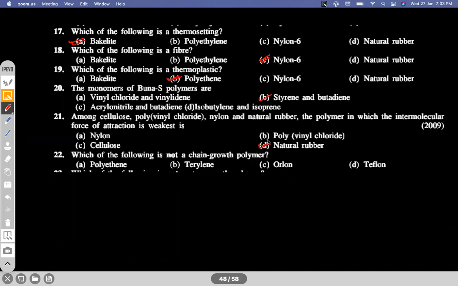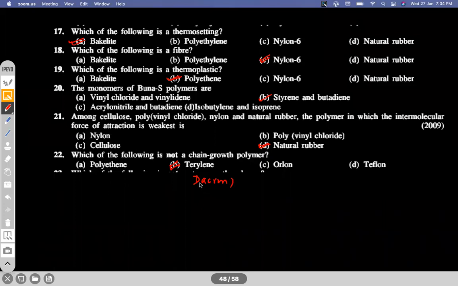Yes, sir. Which of the following is not a chain growth polymer? What is terylene? Terylene, we had discussed, is Dacron, right? The common name is Dacron only. If you see the chain growth polymer, that means we have addition polymerization. One after the other, the monomers will get attached. Terylene, if you see the manufacturing technique, how do we produce terylene, it is a condensation polymer, step growth polymerization, not chain growth. We have discussed it, and that is condensation polymerization. Terylene is the answer.